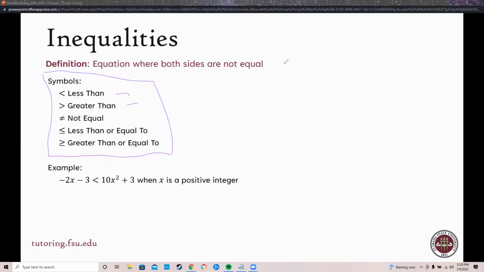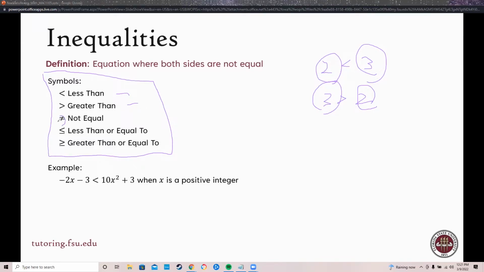So if I say 2 is less than 3, that is true because 2 is on the left-hand side and 3 is on the greater side. I could write 3 is greater than 2, which also makes sense because 3 is on the left-hand side and 2 is on the right. So you read it from left to right once you know what the inequality symbol means.